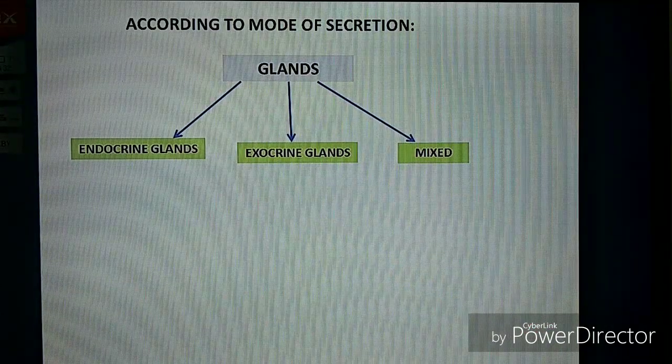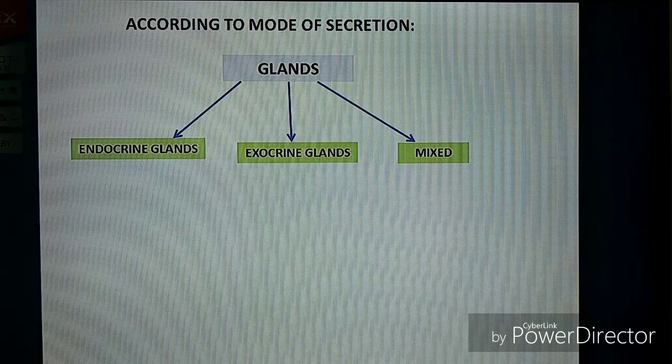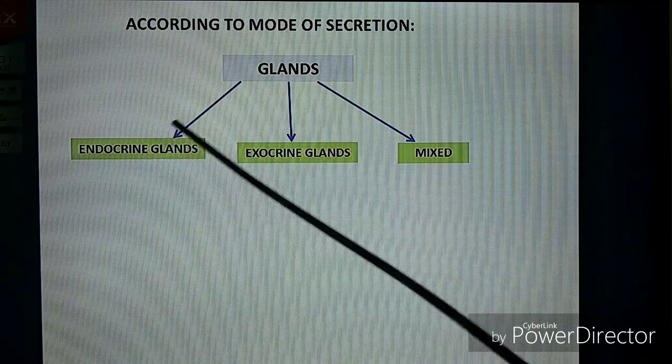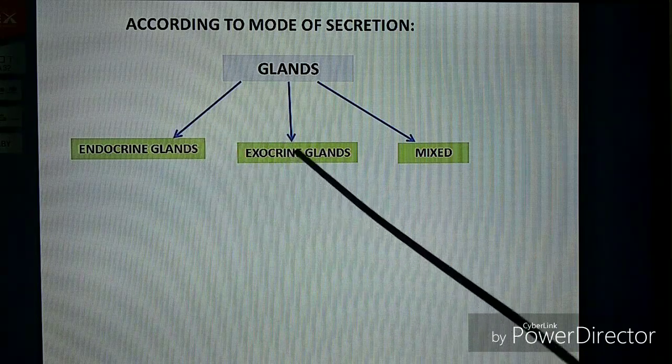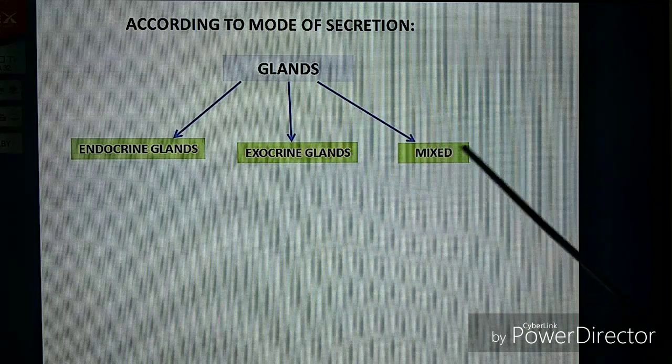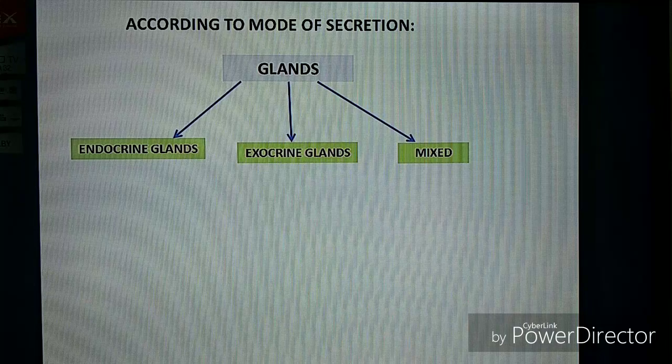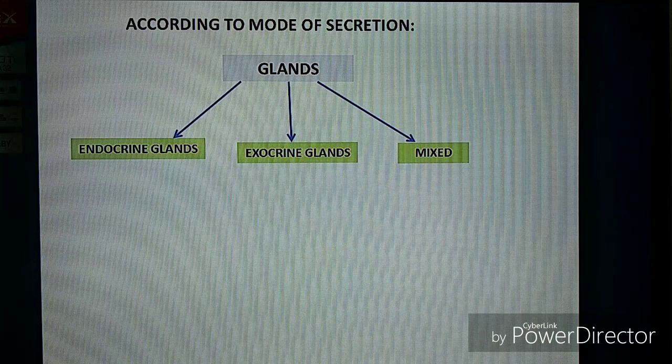Second classification is according to mode of secretion. The first category is endocrine glands. So here we can see endocrine glands. Second one, exocrine glands. And the third one, mixed glands. We know that the endocrine glands are ductless glands. They don't have ducts, and their secretions are directly poured into the blood, the circulating blood.